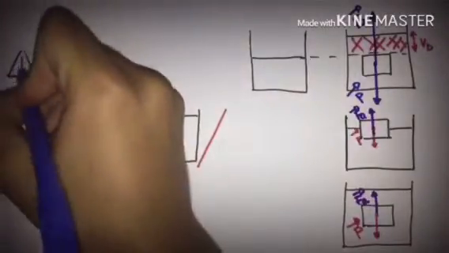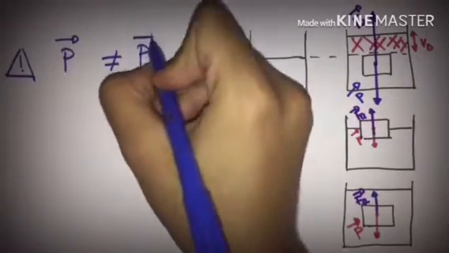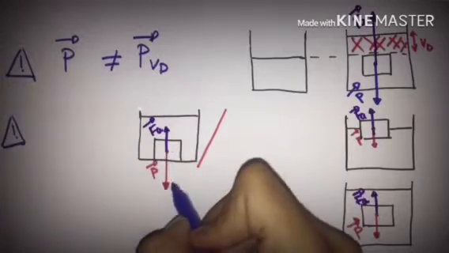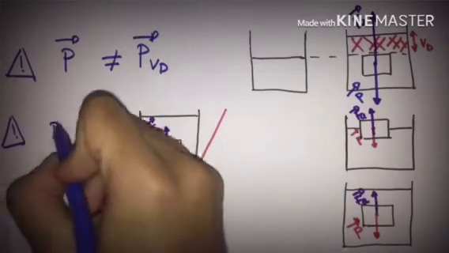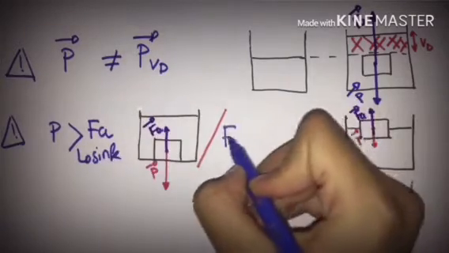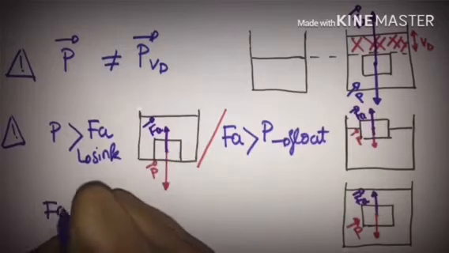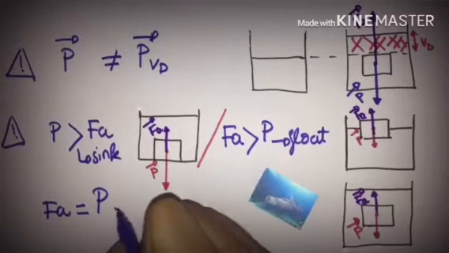Keep in mind that the weight of an object P is different from the weight of the volume displaced by this object, PVD. Also remember that when the weight of the object's magnitude P is superior to the one of the buoyant force Fa, the object will sink. But when Fa magnitude is superior to P magnitude, it will float. Finally, when Fa magnitude equals P magnitude, the object stays stable in water like a submarine.